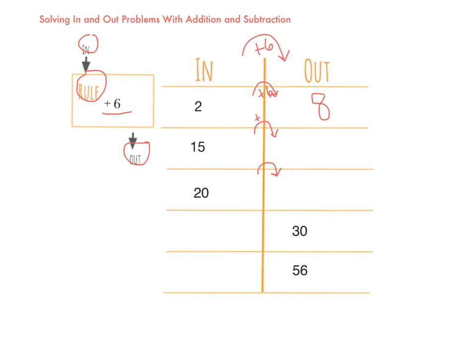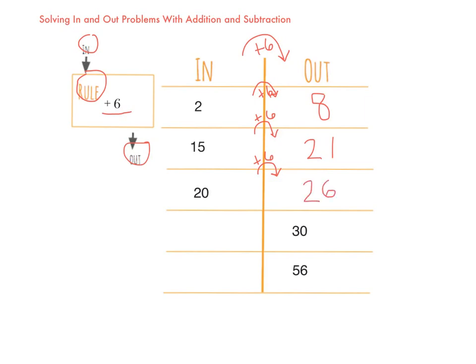15 + 6. So one strategy we can use is use littler numbers than 6. So 15 + 5 would be 20. And then plus one more would be 21. Here we're going to do 20 + 6. So again, if we want to break it up and do 20 + 5, which is 25, and then add one more, which is 26.